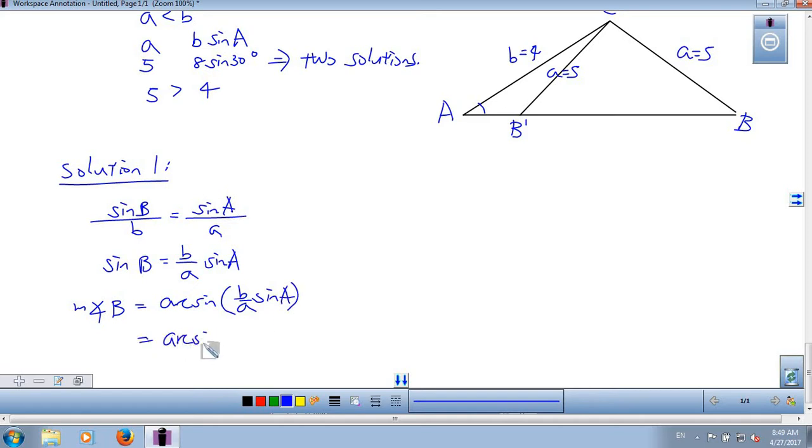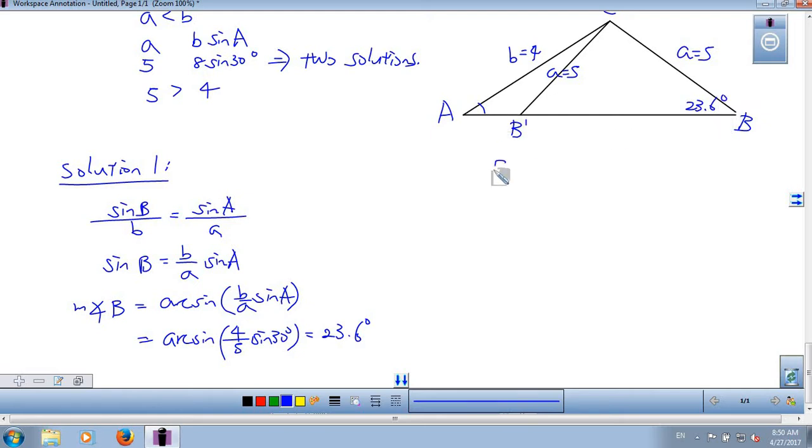It's going to be equal to arc sine B over A. Now little b is 4, A is 5, sine of angle A is 30 degrees. Alright, so let's do that. So 4 divided by 5 times sine of 30 degrees. Alright, and do arc sine. So that will turn out to be 23.6 degrees. So this is measurement angle B is right here is 23.6 degrees.